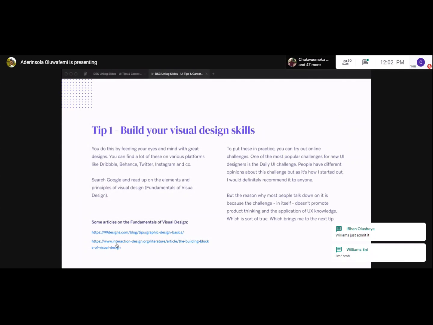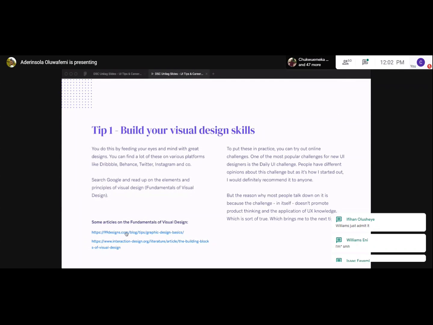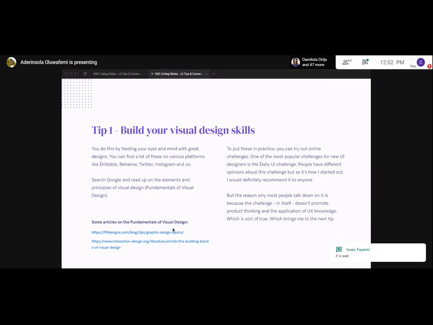I've actually attached a couple of links here. I did that because I plan to share these slides at the end so that you could just check out these links and read up on the fundamentals of visual design. And then to put these in practice, right? Because it's not enough to just read and know what to do. You have to actually apply it. So yeah, you can try out online challenges.